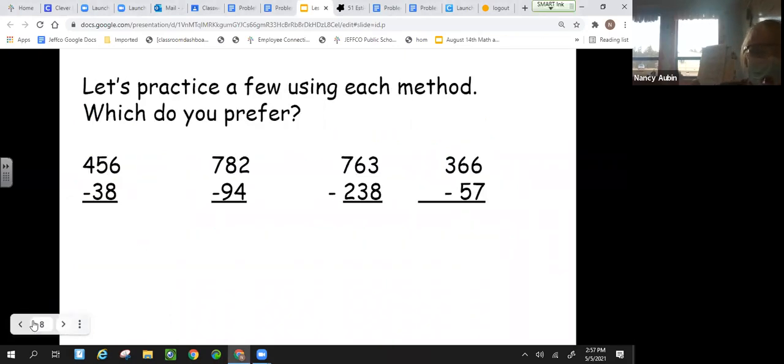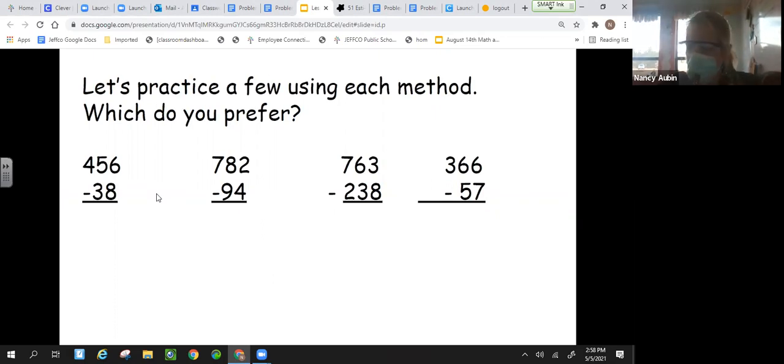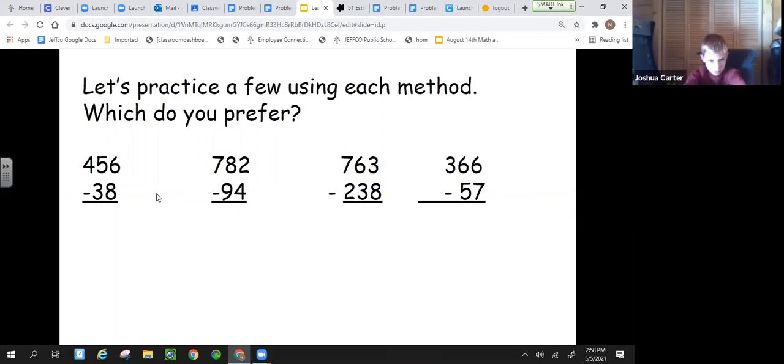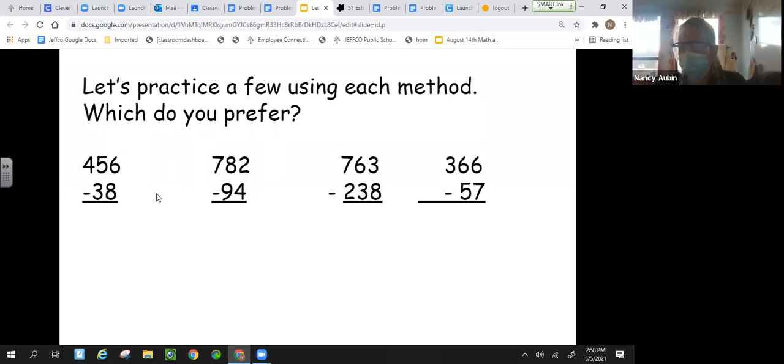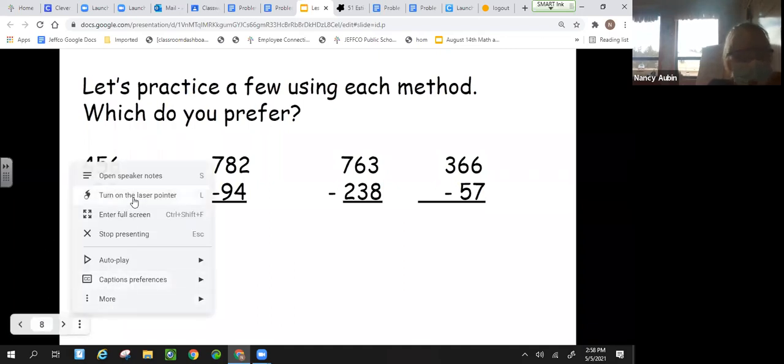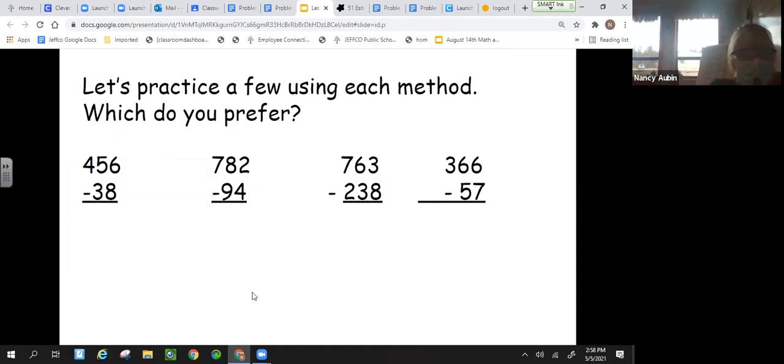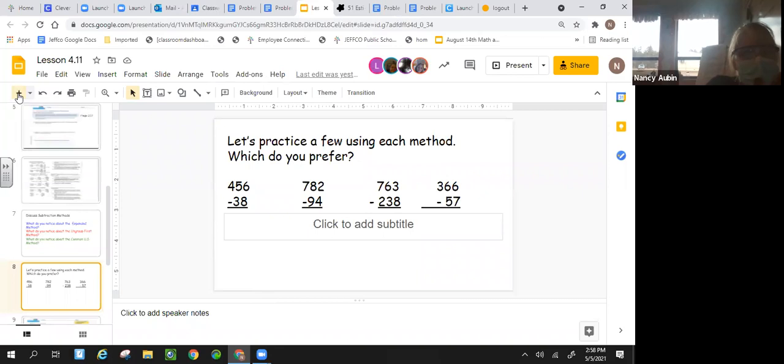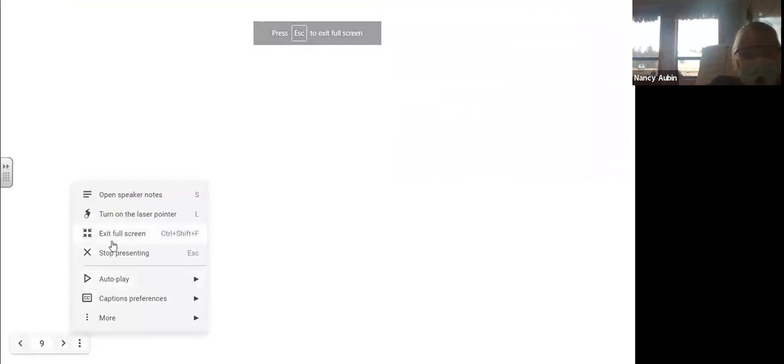So we're going to explore these a little bit. We're going to practice some of these. Let's start with 456 minus 38. I'm going to show you how to do that using the expanded method. I will show you, and then we will do these together with new methods to see which one you like. Because we've only taught you one, but now I'm going to show you some others, and then I want you to think about which one you prefer. Let me hit escape real quick. I'm going to add a slide so I can just do a blank one. That will be easier for me. And I'll write the problem on there for you guys, okay?